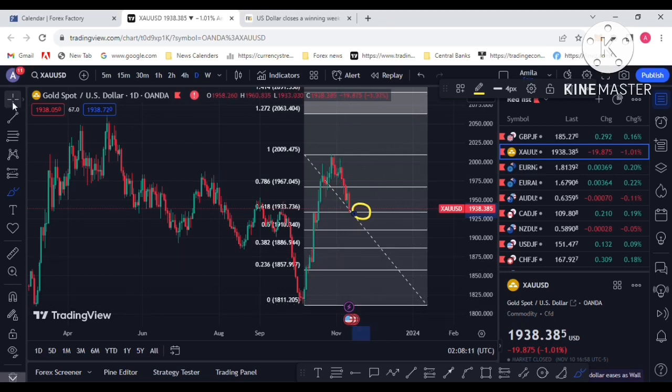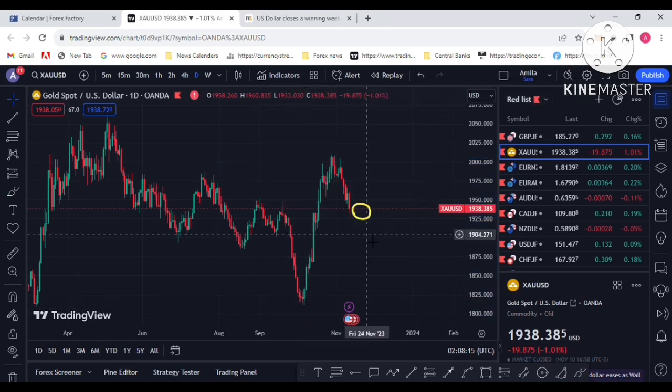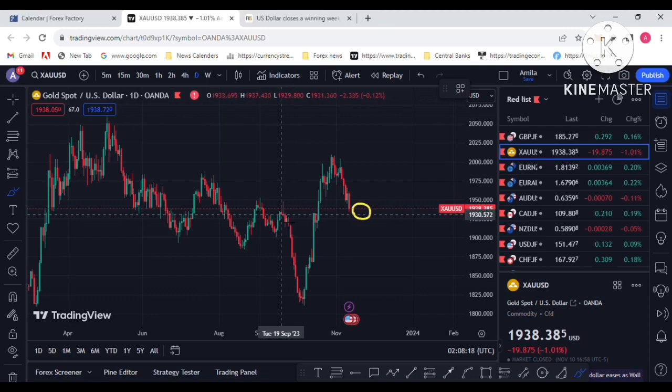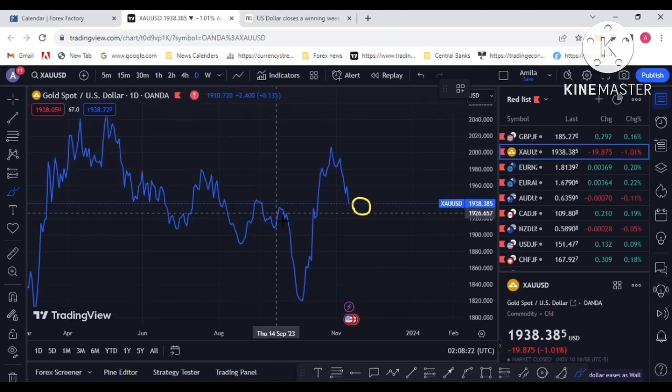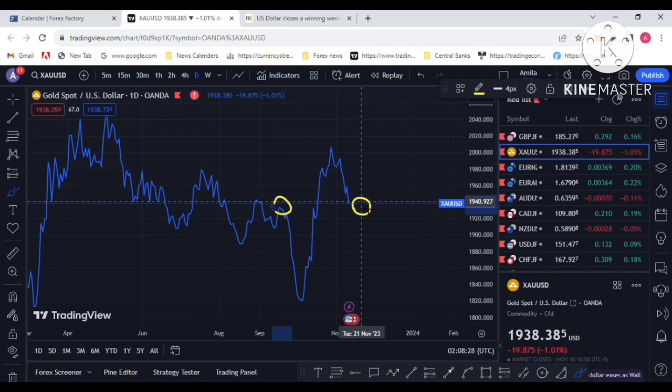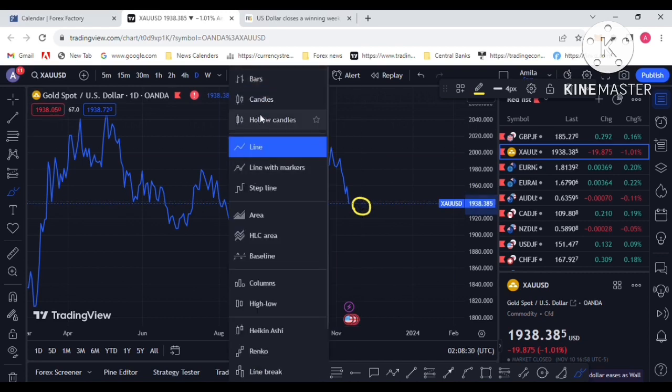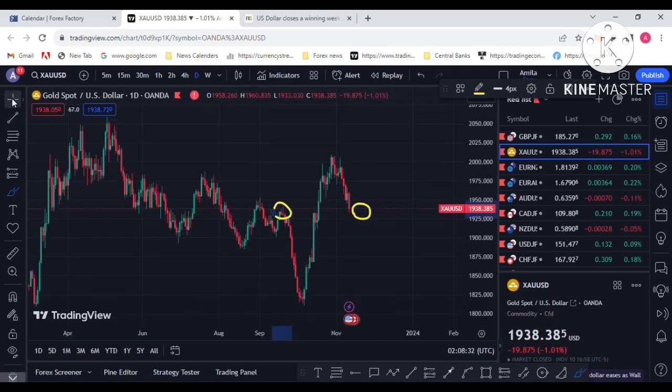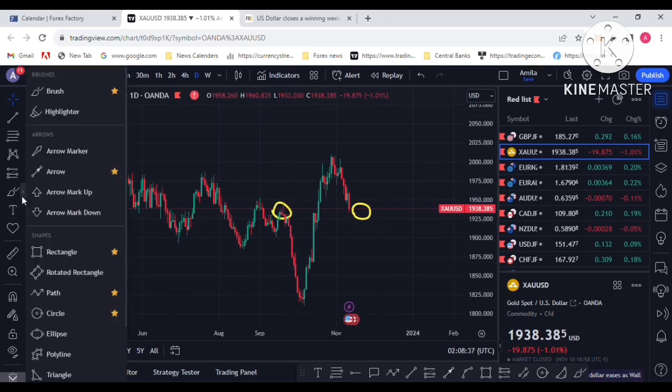This is the golden zone, and you can also see strong resistance on the left side. I am going to the line chart for a clearer picture. You can see the huge, strong resistance on the left side. That resistance can become support on the right side. Simple technical theory: resistance becomes support, RBS.